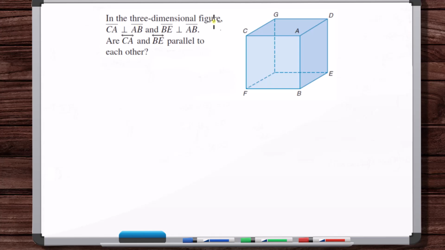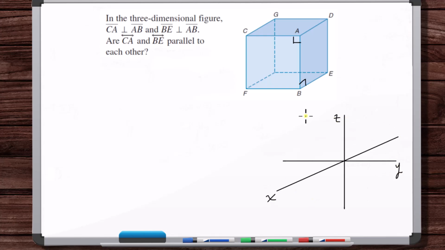Okay, in the three-dimensional figure, segment CA is perpendicular to segment AB, okay? Segment BE is perpendicular to segment AB, okay? Are lines CA and BE parallel to each other? No, this is a case of skewness, right? It's like asking in the 3D coordinate system the x, y, and z axes, right? Well, the x-axis is perpendicular to the y-axis. The z-axis is perpendicular to the x-axis.